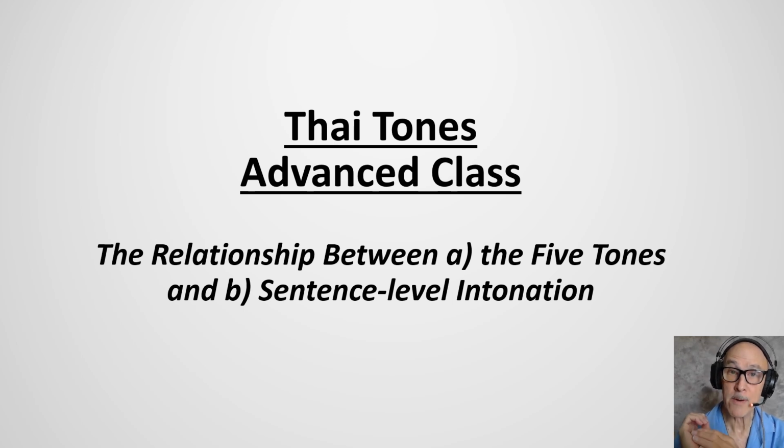Okay, so as we know, in Thai, every syllable of every word carries one of 5 tones. So when you have a sentence, you have a series of tones, each tone having its own pitch and contour. And every sentence in Thai has a certain sentence level intonation. So what I'm going to be talking about in this video is the relationship between that sequence of individual tones and that sentence level intonation.